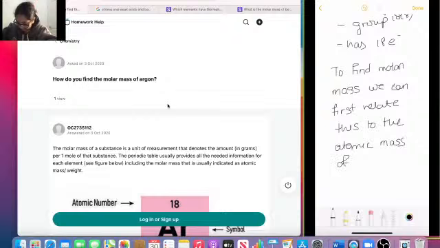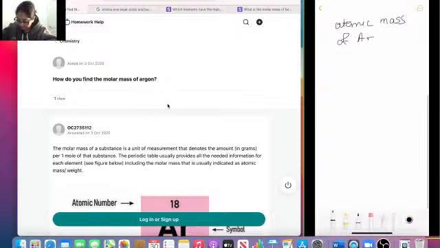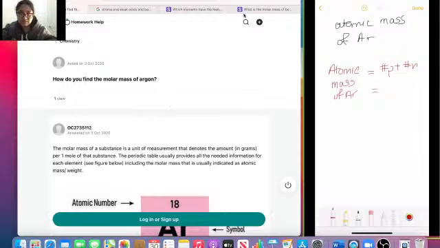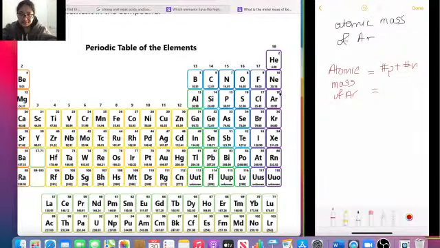Of argon. Okay, so to calculate the atomic mass of argon, this is your number of protons plus the number of neutrons. If you look back at our periodic table here, it has 18 electrons, which indicates it also has 18 protons.